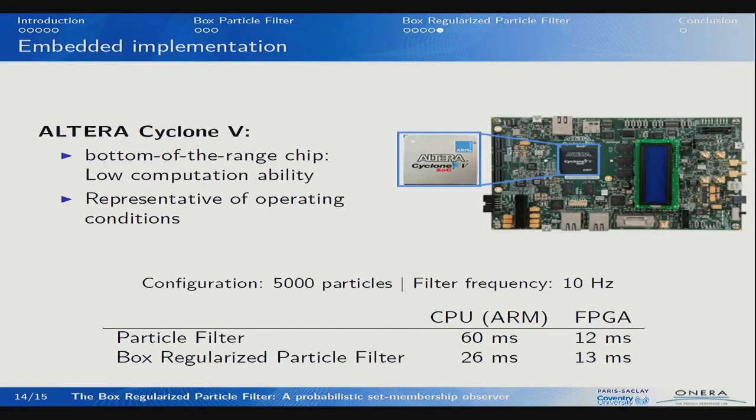We also implemented it on an embedded chip because we wanted to demonstrate that it is possible to embed such an algorithm. And we used an FPGA, and we wanted it to run at least at 10 Hertz. In fact, with many more particles than are required in practice to converge, we can run about 70 Hertz. So it can handle real-time applications.